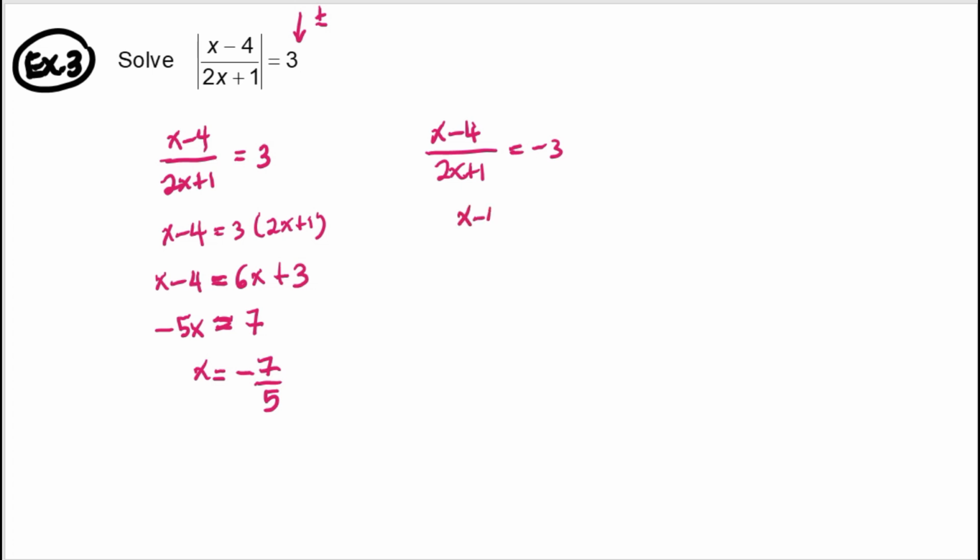We'll have something like x minus 4 equal to negative 3 times 2x plus 1. Expand that one, it will be negative 6x minus 3, and then collect all the terms with x on the left side. Therefore we have 7x equal to 4 minus 3, which is 1, therefore x is equal to 1 over 7. So we have two answers here.